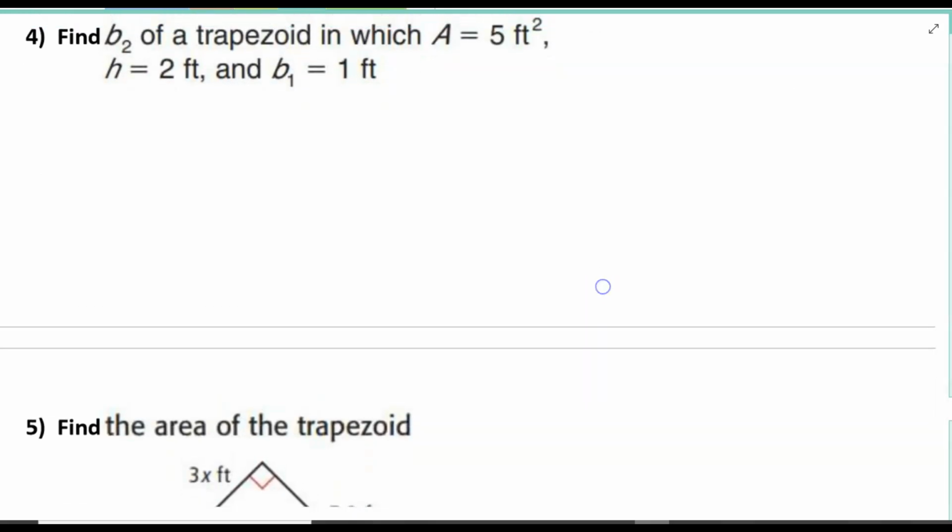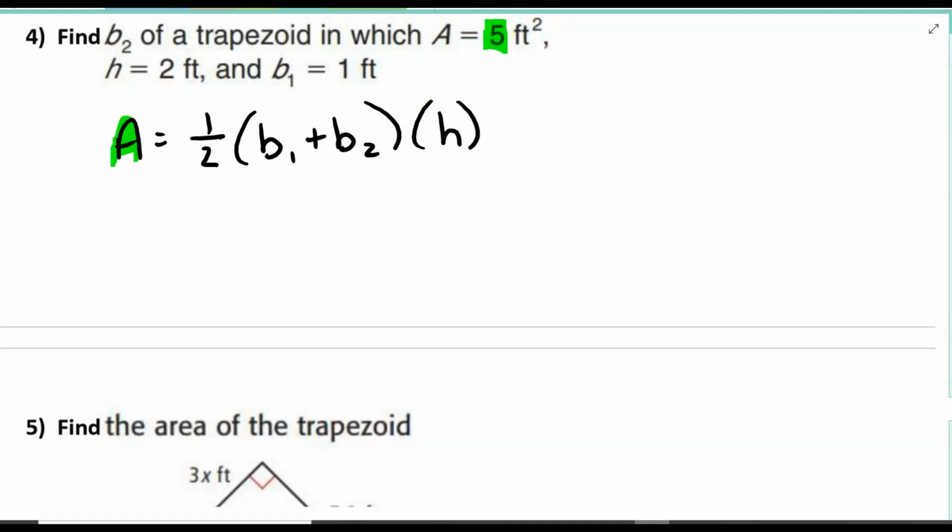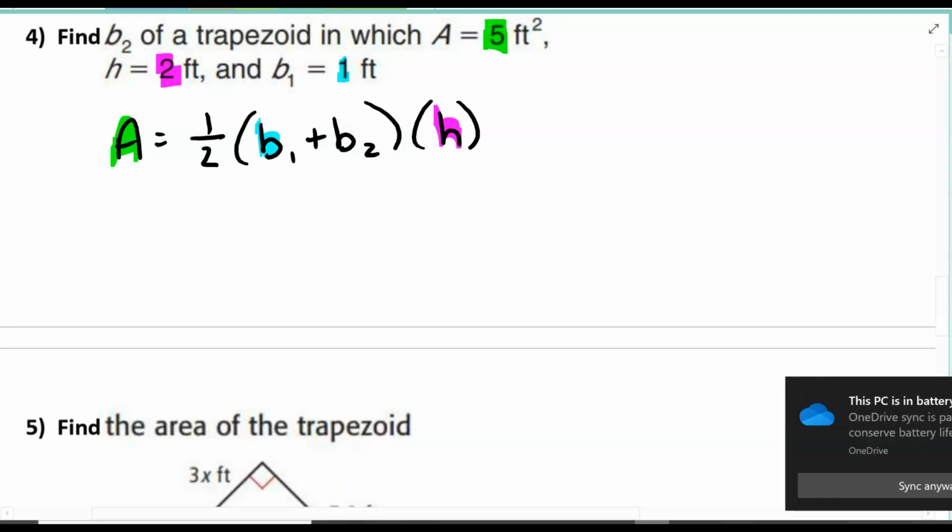They did not draw a trapezoid out for me, but that doesn't change the situation. I'm still working with the same formula. 1/2 times the sum of the bases times the height, and I'm going to substitute in whatever they gave me. My area is 5. I know my height is 2. I know one base is 1.